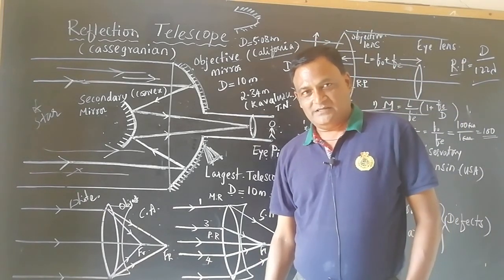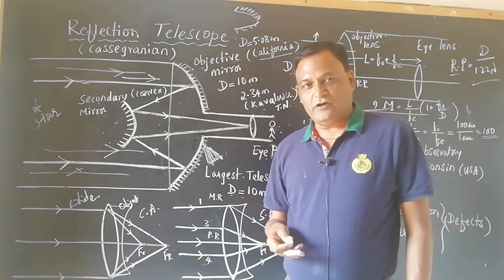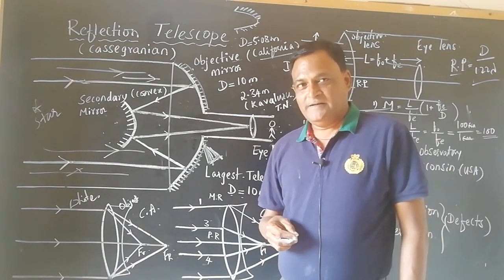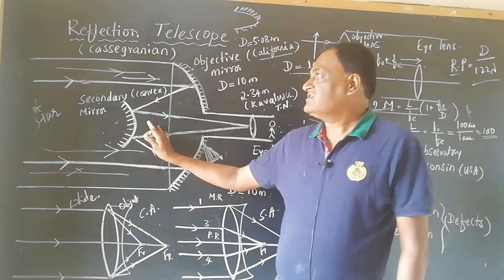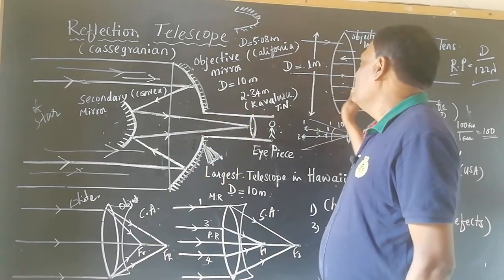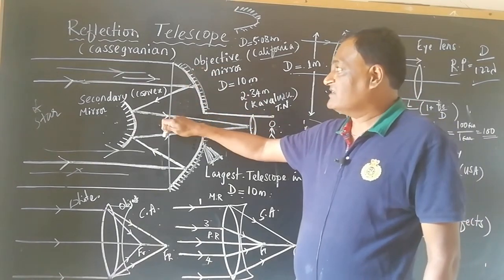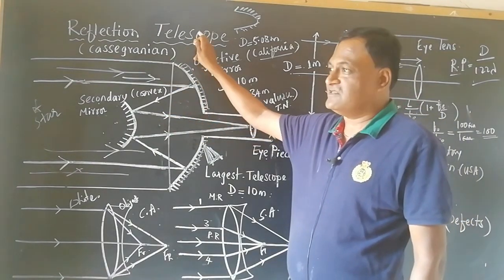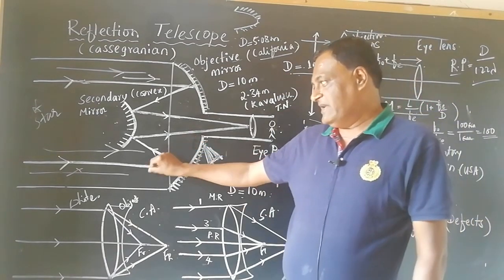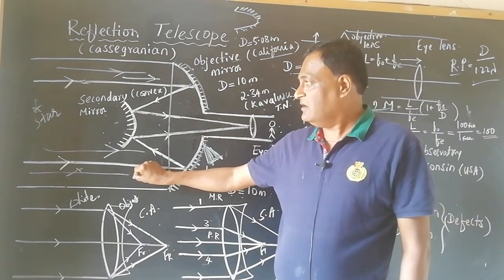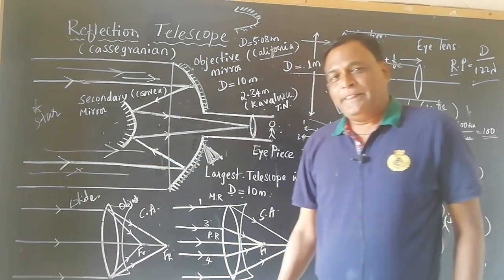So with this let us conclude the theory part in ray optics and optical instruments. From the examination point of view, the distinction between a reflection type telescope and a refraction type telescope, and the advantages of a reflection type telescope or Cassegrain telescope over the refraction type telescope may be asked. So refer to the books and study well.